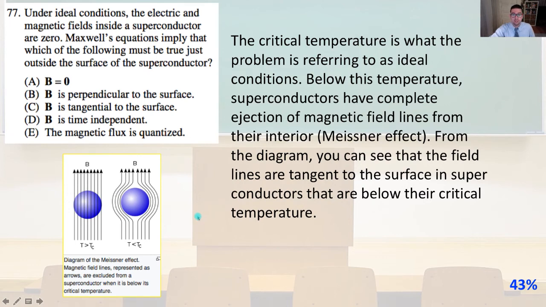So the critical temperature is what the problem is referring to as ideal conditions. Below this temperature, superconductors have complete ejection of magnetic field lines from their interior. This is the Meissner effect. From the diagram, you can see that the field lines are tangent to the surface in superconductors that are below their critical temperature, and so that is answer C.